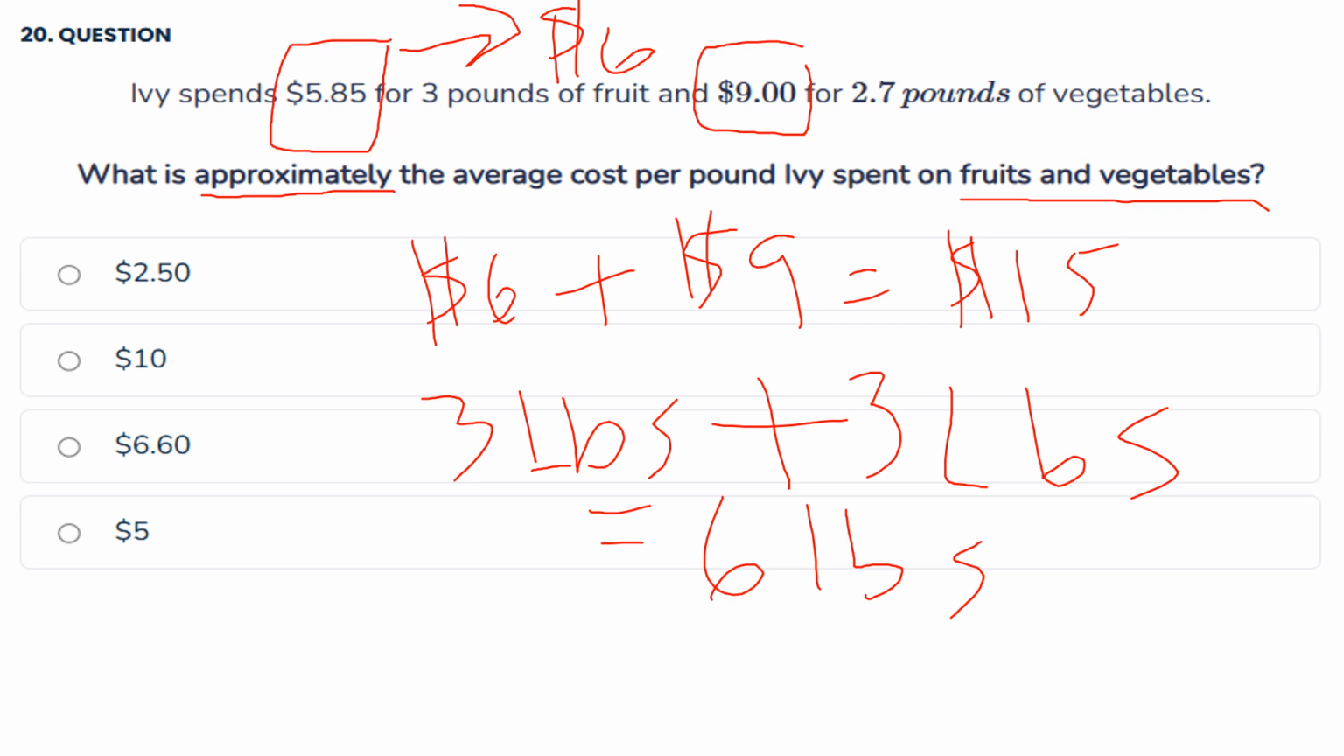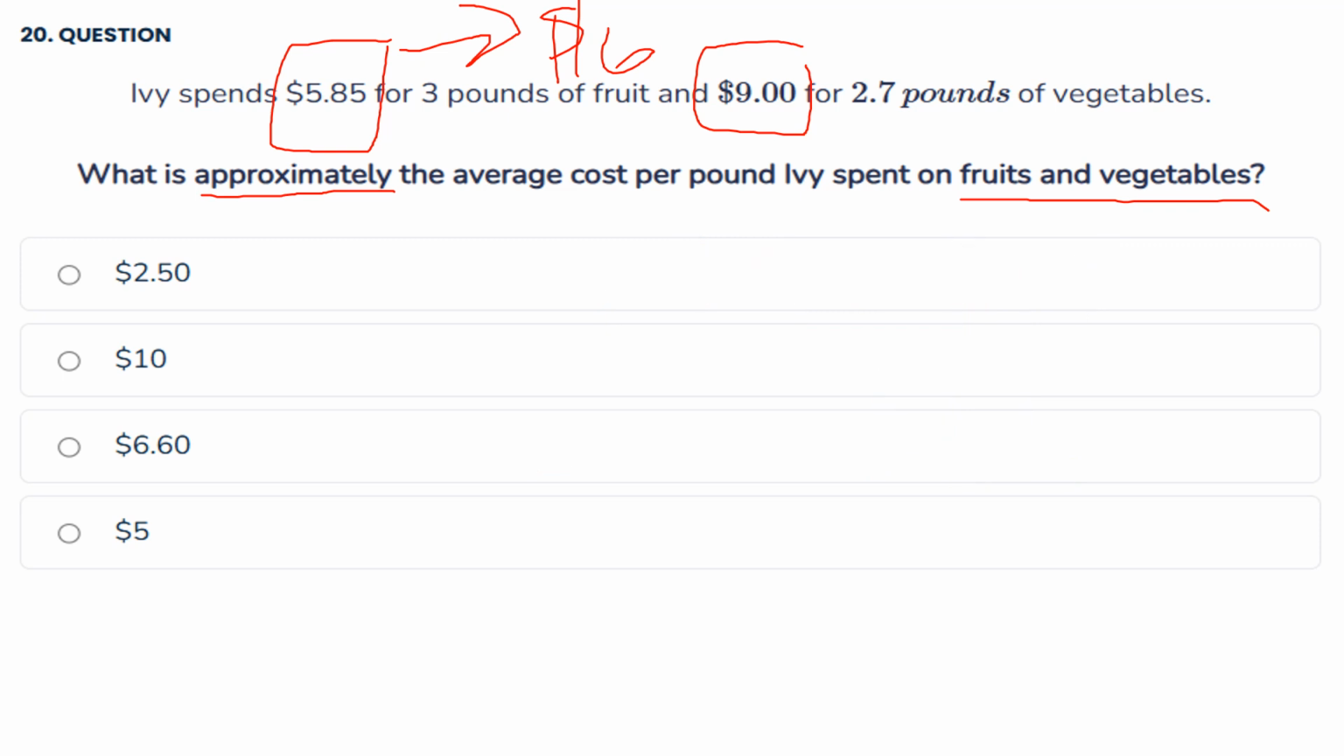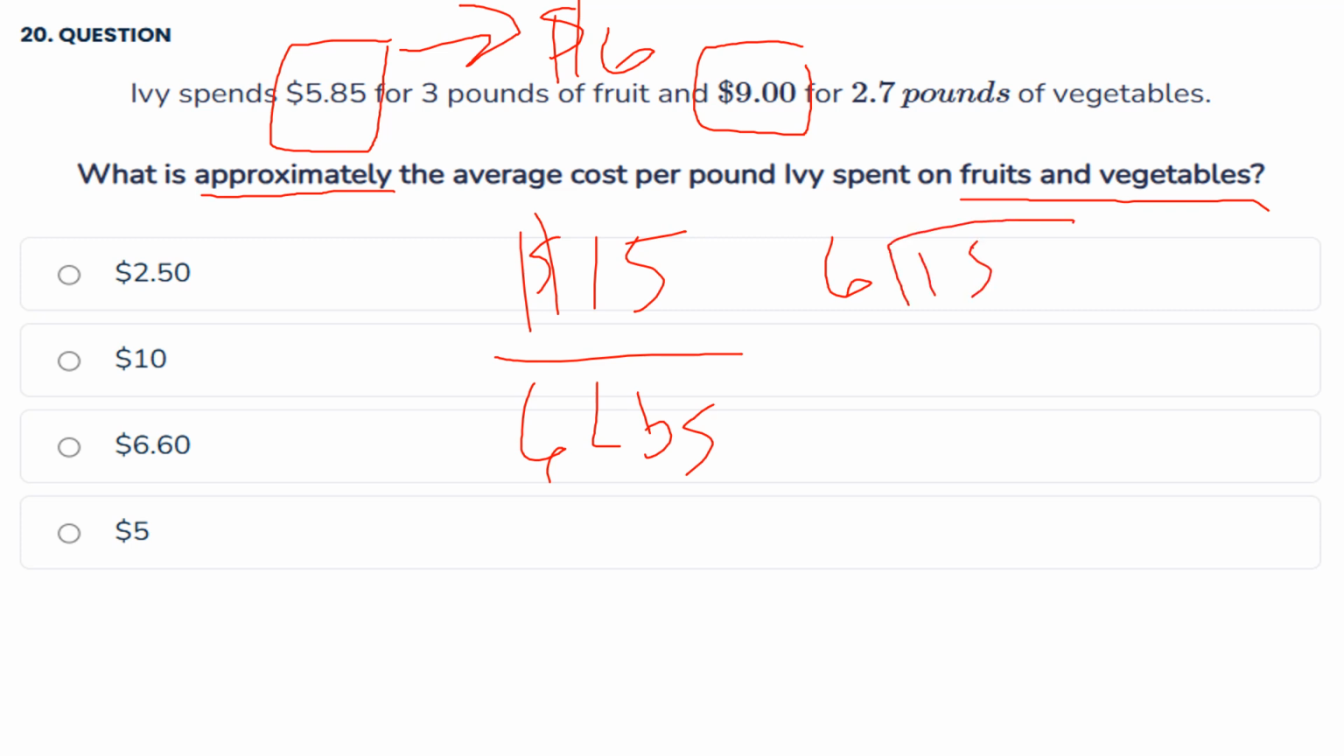So we have our total cost, and then we have the total pounds. So we're going to use that original equation that I wrote first. So that's going to equal the total cost, which is $15, over the total pounds. So it's 6 pounds. Once we do that, we're going to do division. So we're going to divide 15 by 6. So 6 divided by 15.